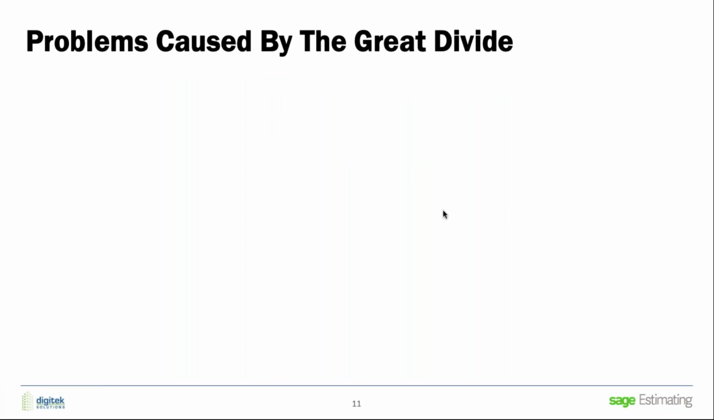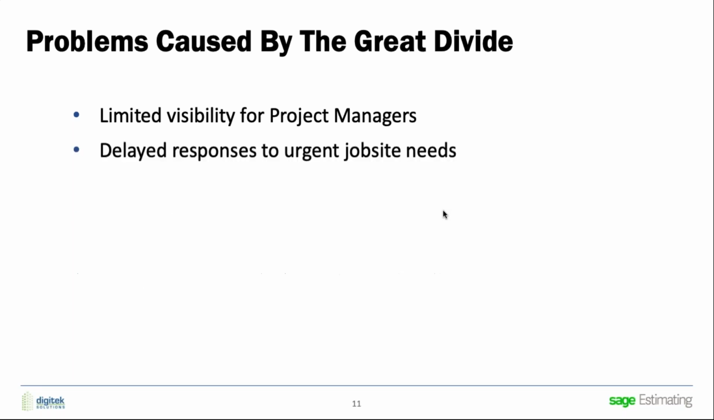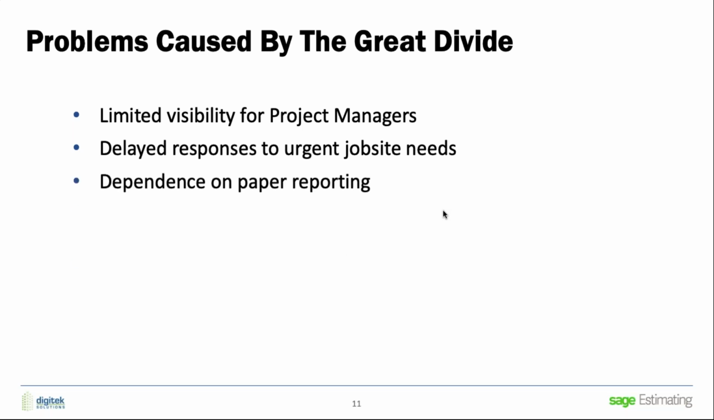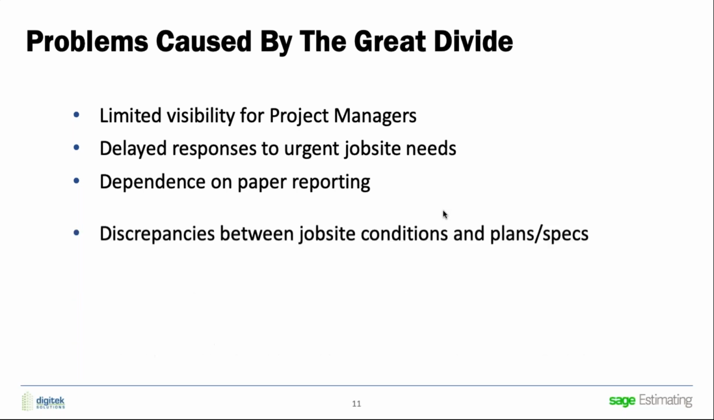So let's talk about some of the problems that are caused by this great divide. The first one, you have limited visibility for project managers. Project managers might be in the office and they can't see what's happening in the field, or more importantly, they're not getting data all the time. So they don't have the response to the urgent job site needs that exist. There's a heavy dependence on paper reporting. Not that paper reports are bad, but maybe we're not getting those reports as often as we need, and we're waiting for somebody to process those reports, so we don't get the data like we need it.